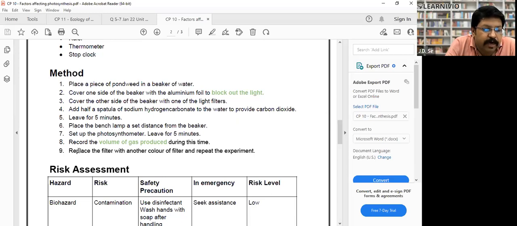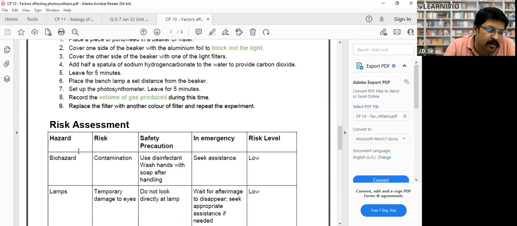Record the volume of gas produced during this time, right? You have to record how much gas is produced, right? Carbon dioxide. Replace the filter with another color of filter and repeat the experiment. So first you have to use the filter, then you have to use another semi-transparent one, then a transparent one. So the different light intensities, what is the rate of photosynthesis in different light intensities, right?